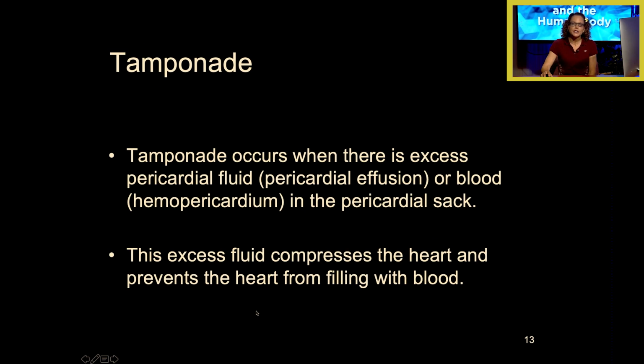During these lectures, occasionally when I explain something to you that's a normal part of our anatomy and physiology, I'll give you a little bit of a side note about something that can happen that's abnormal. And so tamponade is something that occurs when there's excess pericardial fluid. This is referred to as pericardial effusion. We can also have a hemopericardium, which is when there's blood in the pericardial sac. This excess fluid compresses the heart, and it prevents the heart from filling with blood. So tamponade is a good vocabulary word for us to learn when we're studying perfusion.